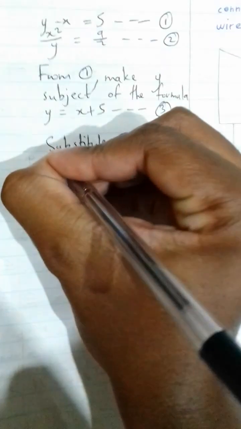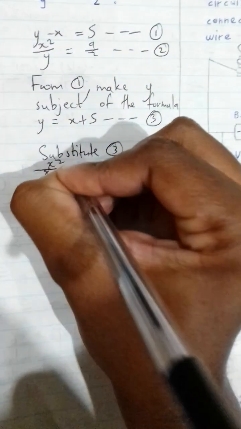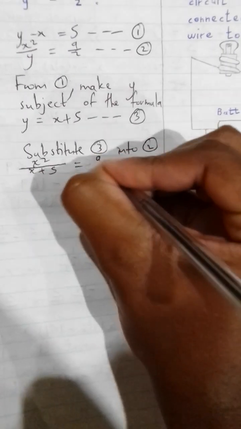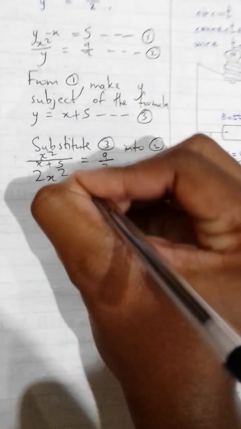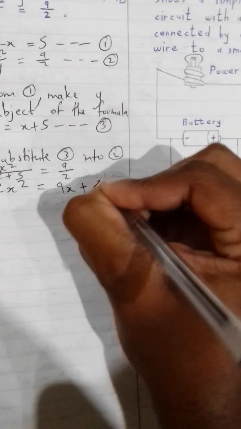So we have x squared over x plus 5 being equal to 9 over 2. Cross multiply. 2 times x squared is 2x squared, equal to 9 times x plus 5. 9 times x is 9x. 9 times 5 is 45. Remember, everything must be equal to 0. So it's going to be 2x squared minus 9x minus 45 equals 0.